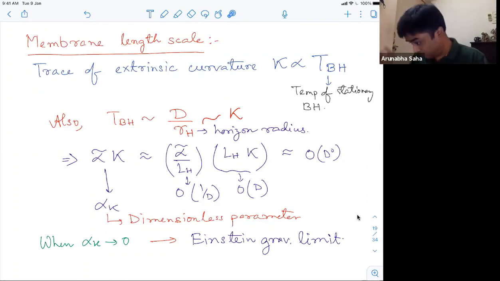Now I want a dimensionless parameter to tune in my problem in the membrane picture. I arrive at it this way: alpha tilde K is the right dimensionless parameter. Why? Because I can rewrite it as alpha tilde by LH times K. From this expression, LH times K is order D, and we know that alpha tilde by LH is order 1 over D. Multiplying these, we find that this is an order D to the power 0 dimensionless parameter that we have in our problem in the membrane picture.